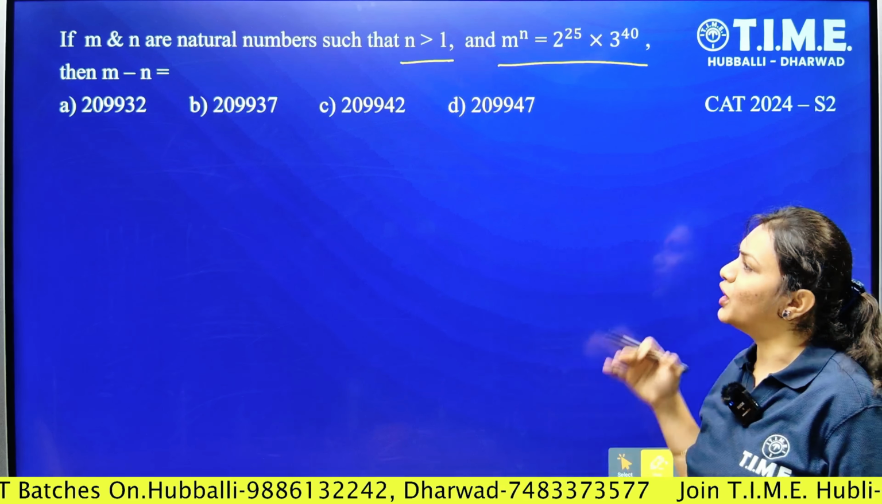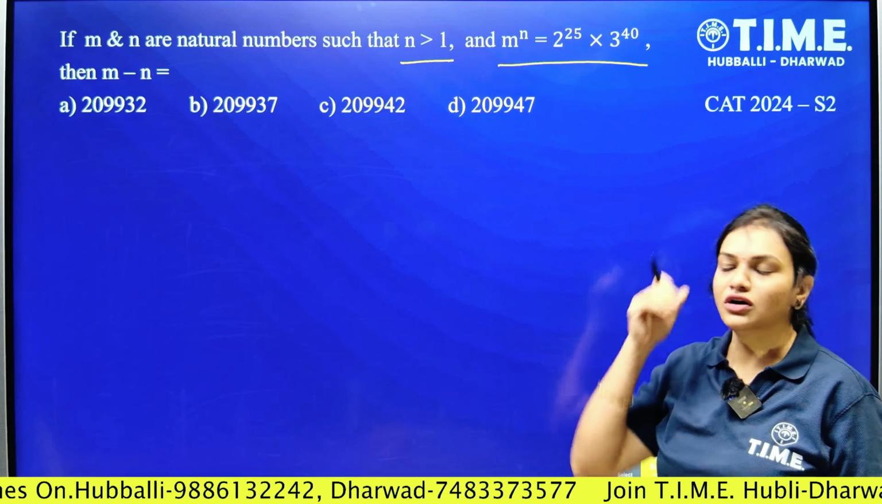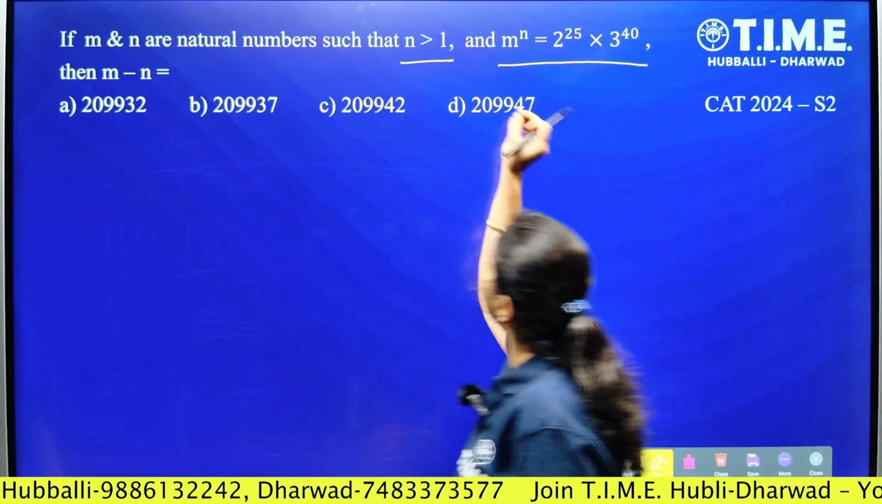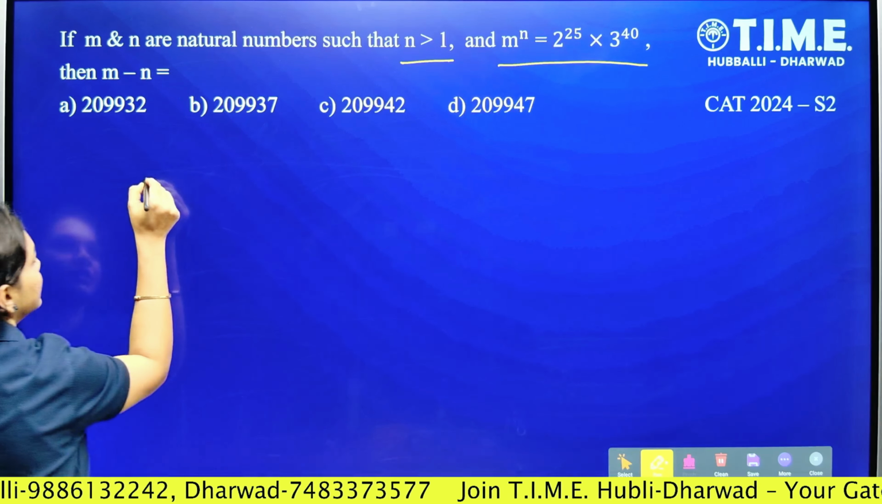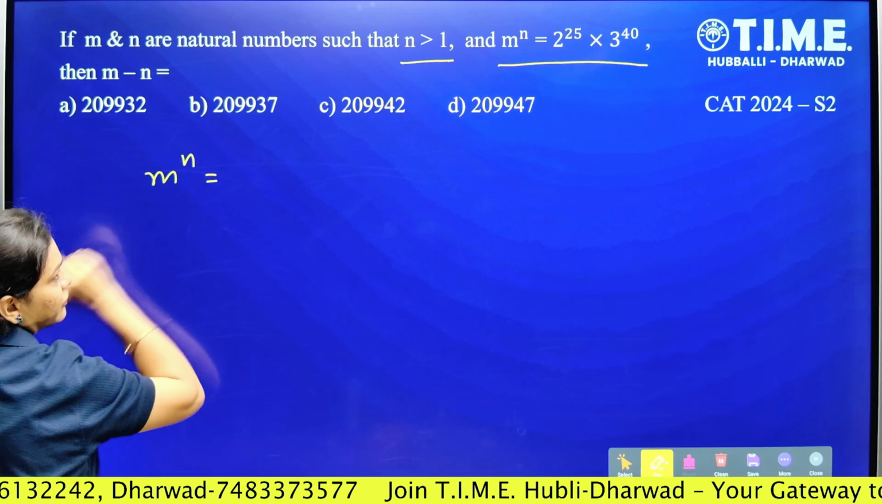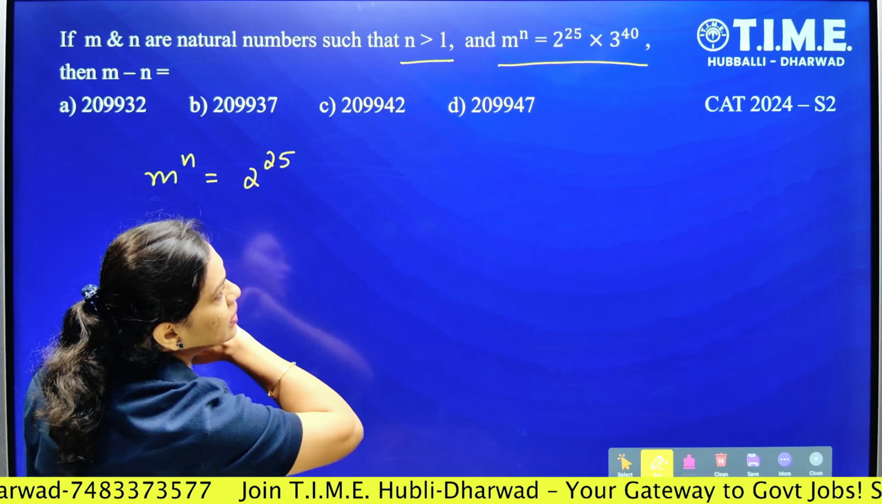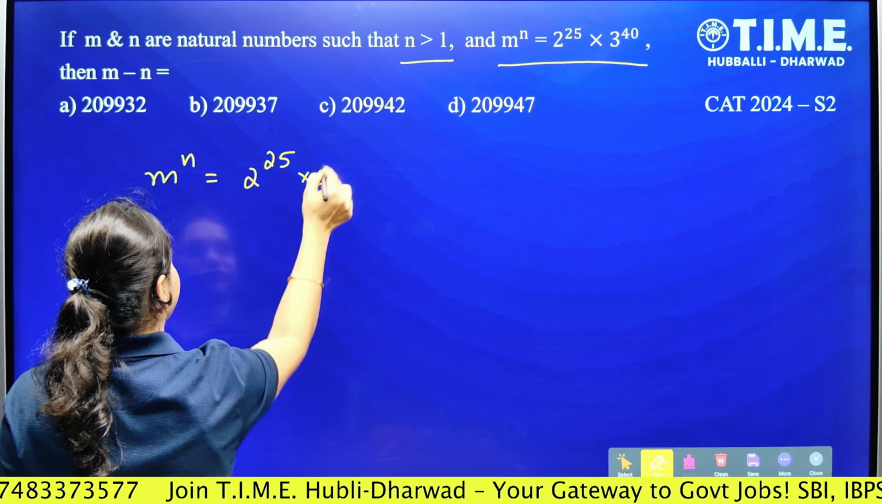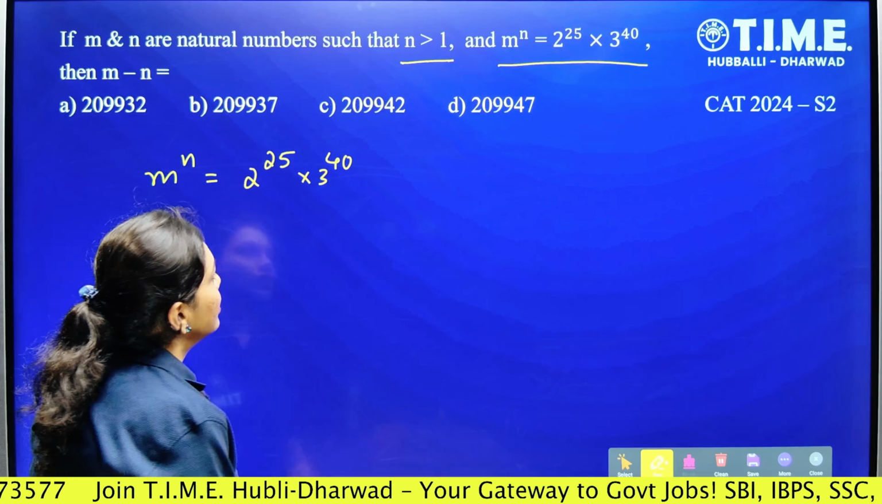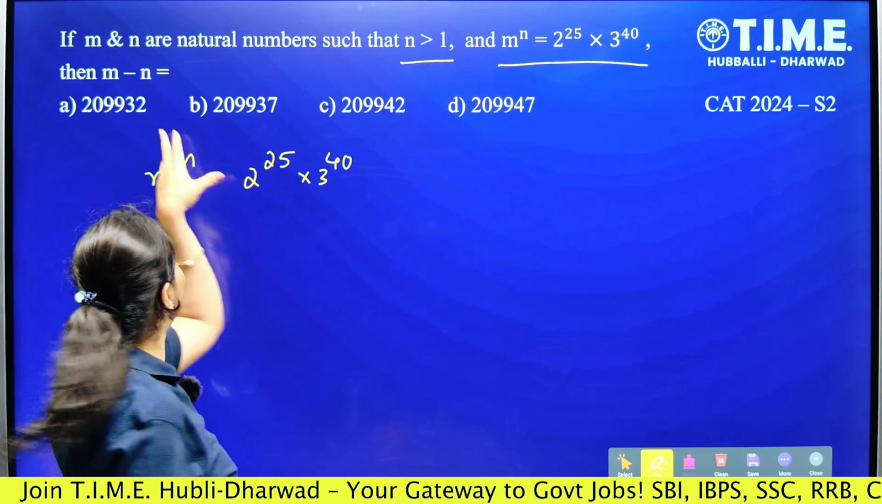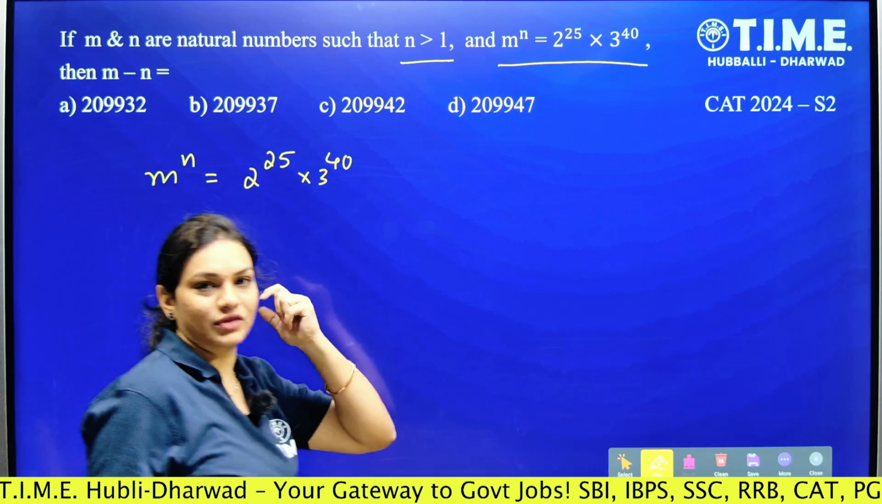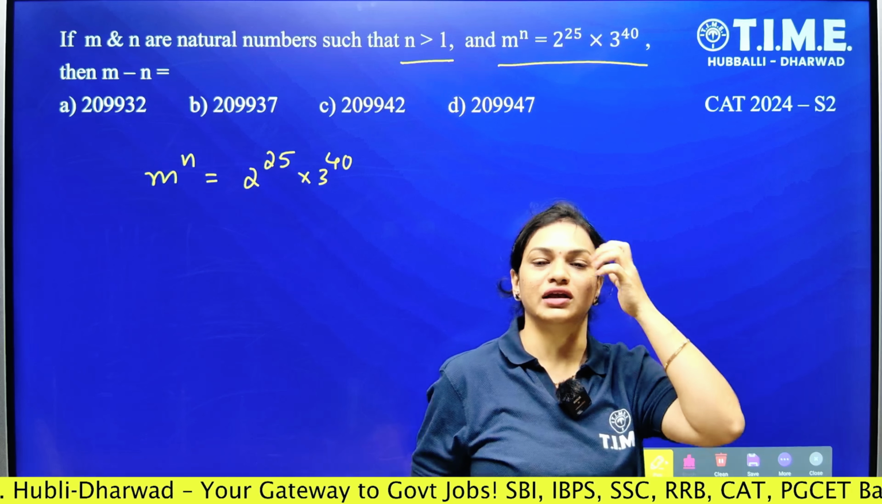Only one thing is we have to understand the concept here. Now try to analyze it. The given condition is m raised to n, which is equal to 2 raised to 25 into 3 raised to 40. If this is the given condition, we have to find the value of m minus n, the difference of the m and n values.